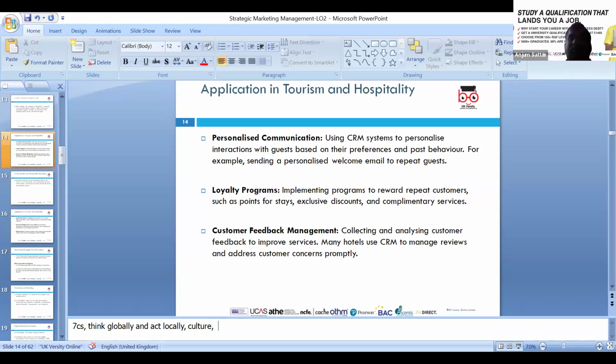So loyalty programs, of course, we can look around points, air miles, and various others. Customer feedback management is crucial. Feedback is a feed forward.